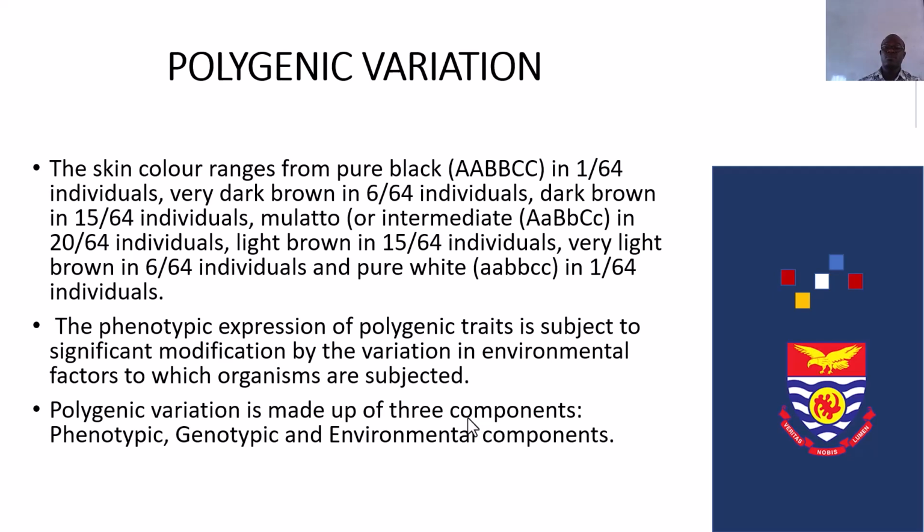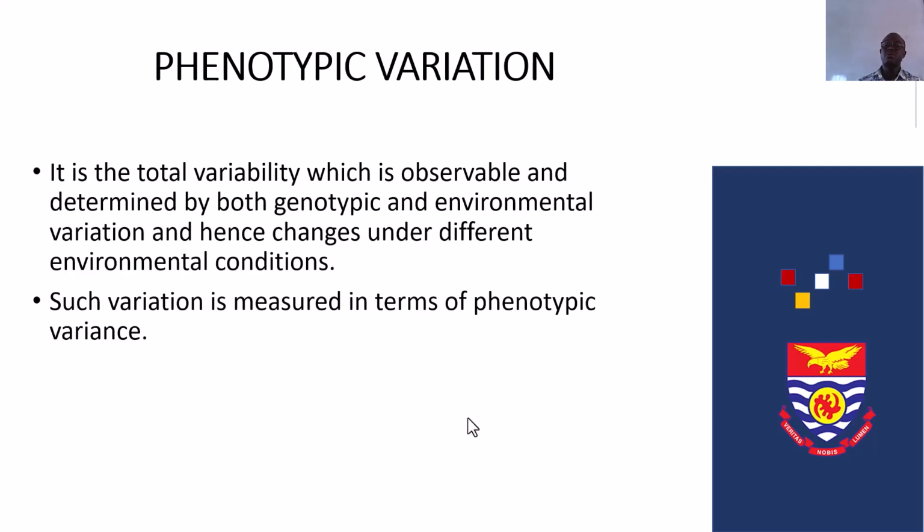The phenotypic expression of polygenic traits is subject to significant modification by the variation in environmental factors to which organisms are subjected. Polygenic variation is made up of 3 components: phenotypic, genotypic, and environmental components. The phenotypic component is the total variability which is observable and determined by both genotypic and environmental variation, and hence changes under different environmental conditions. Such variation is measured in terms of phenotypic variance.